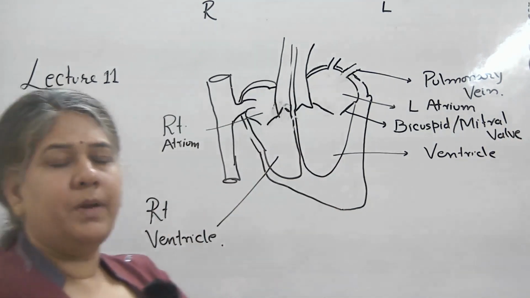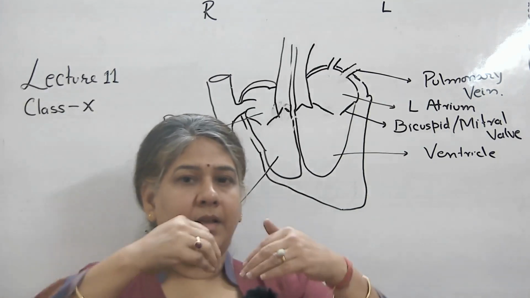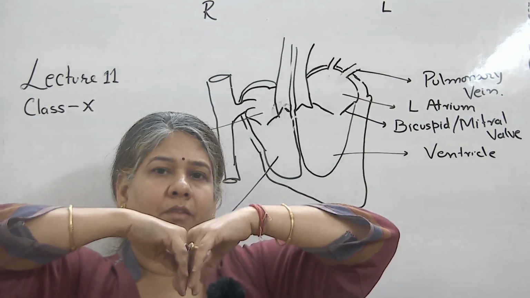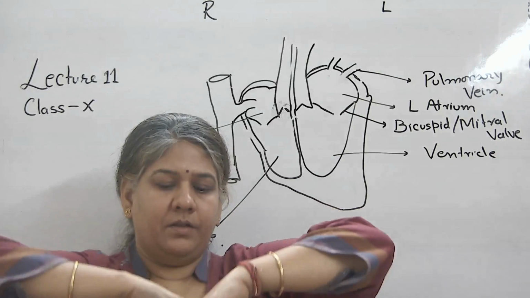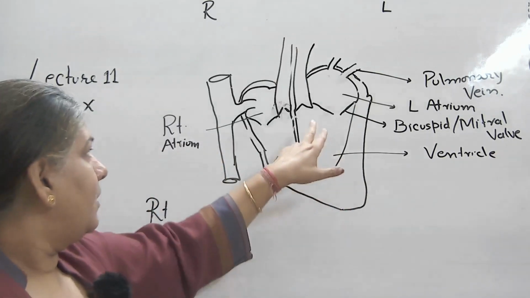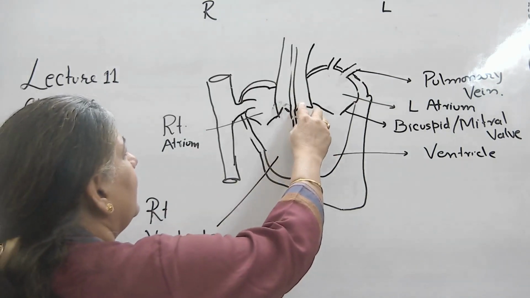Bicuspid means that it has two cusps or two flaps like this. So it will allow the blood to flow, but it won't allow the backward flow of the blood. It is something like this. The flaps are like this. Similarly, there is also a valve present here.